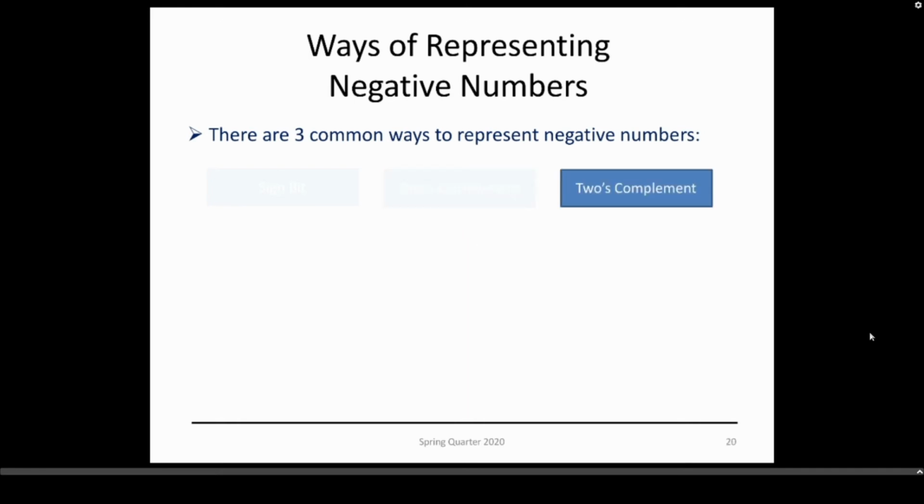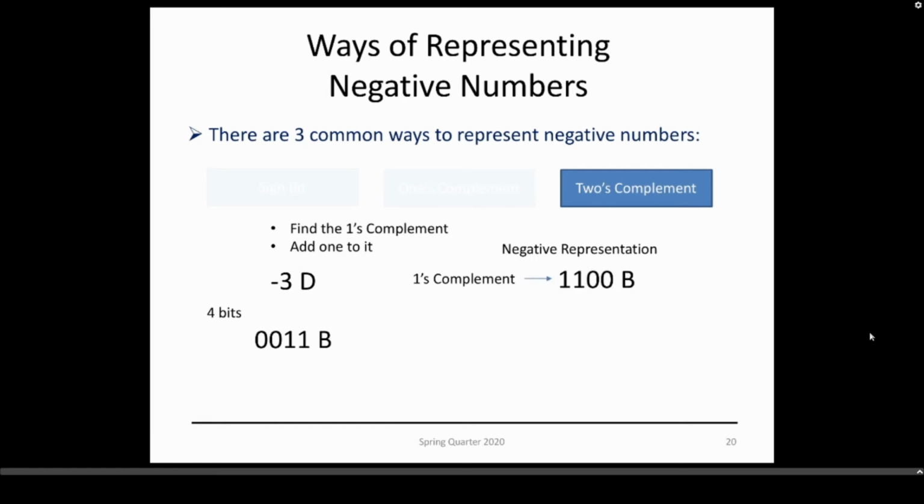What about the 2's complement? Well, the 2's complement has one more step than the 1's complement. You're going to find the first complement and then you're going to add 1 to it. So for example, go back to our minus 3. Negative representation, I'm going to apply the first complement by flipping all the bits. And then I'm going to add 1. And 1 plus 0 gives you a 1. And the rest keeps the same. And this is your negative representation using the 2's complement.